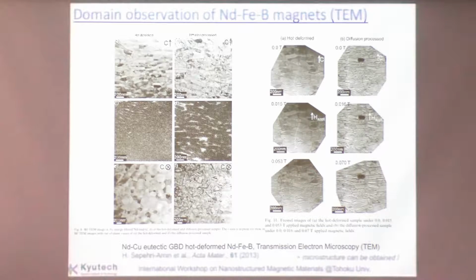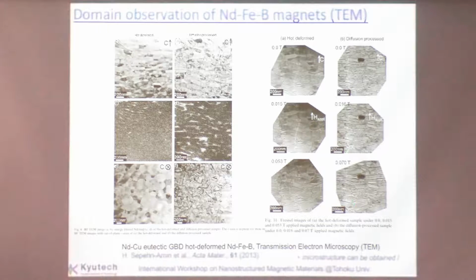Domain observation of neodymium iron boron magnets has been investigated by many researchers. This is one example of a domain observation result of a neodymium iron boron magnet using the transmission electron microscope. The NIMS group reported observing the domain wall like this figure, and wall motion can be observed during the demagnetization process.